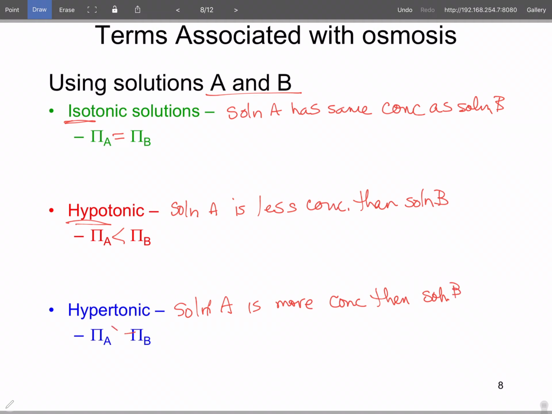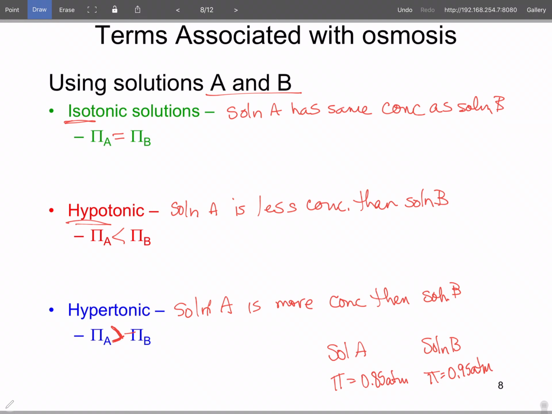So we say that A has a greater osmotic pressure than does B. Now, you need to make sure you understand which one you're talking about, because if you have solution A with an osmotic pressure equal to 0.85 atmospheres, and solution B has an osmotic pressure of 0.95 atmospheres, then we would say that B is hypertonic with respect to A, or we could say A is hypotonic with respect to B.